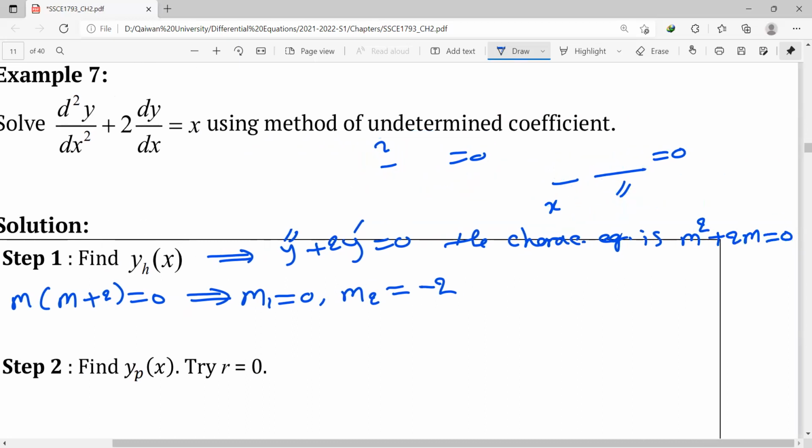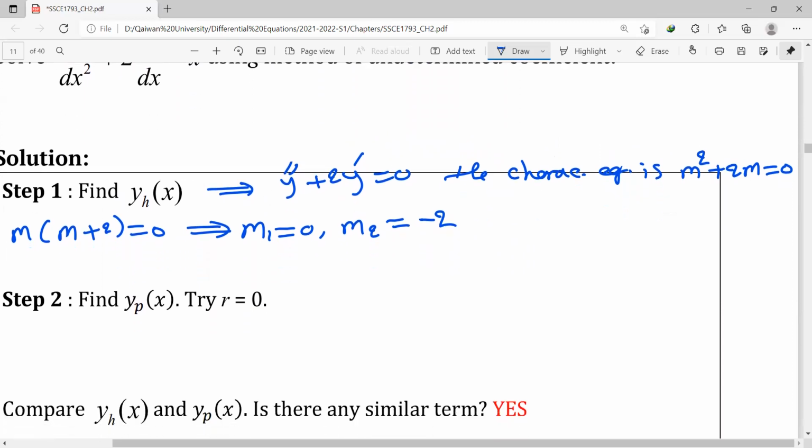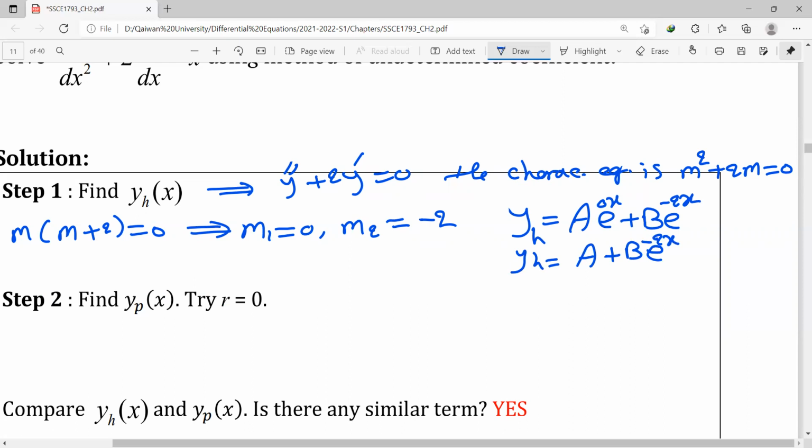So now we say the values of m are different. Since they are different and real, the homogeneous solution equals a e to the power m1x, what's m1? 0, plus b e to the power m2x, which is -2x. So yh equals a plus b e to the power -2x. Okay, this is the homogeneous solution.